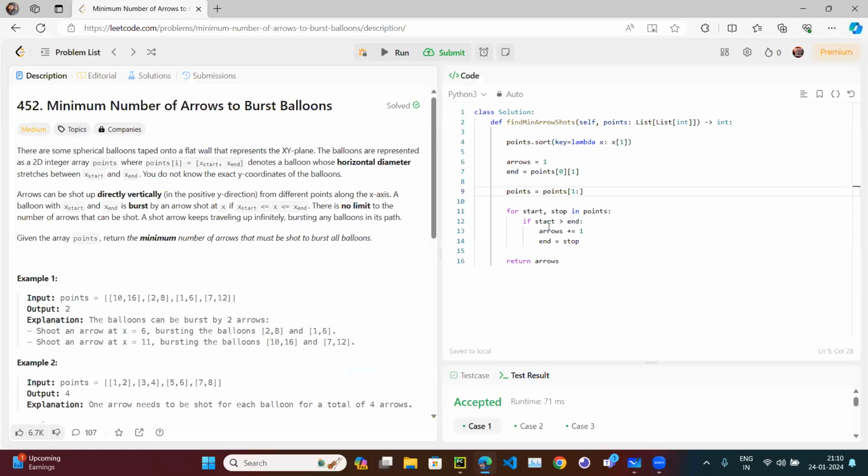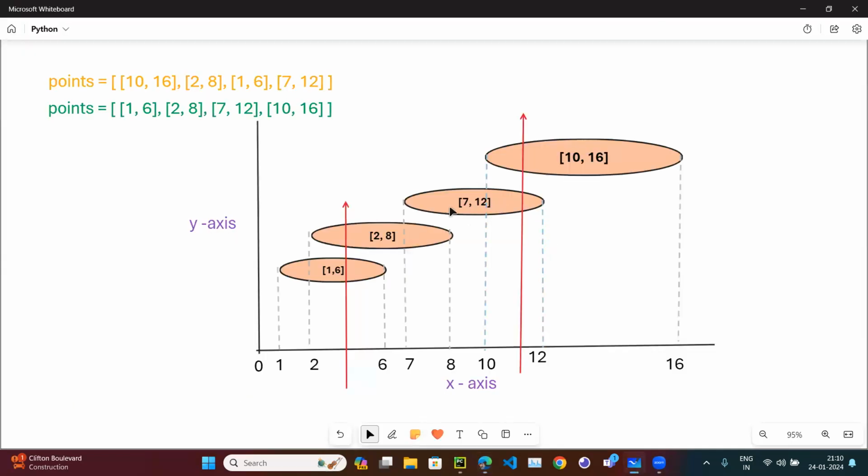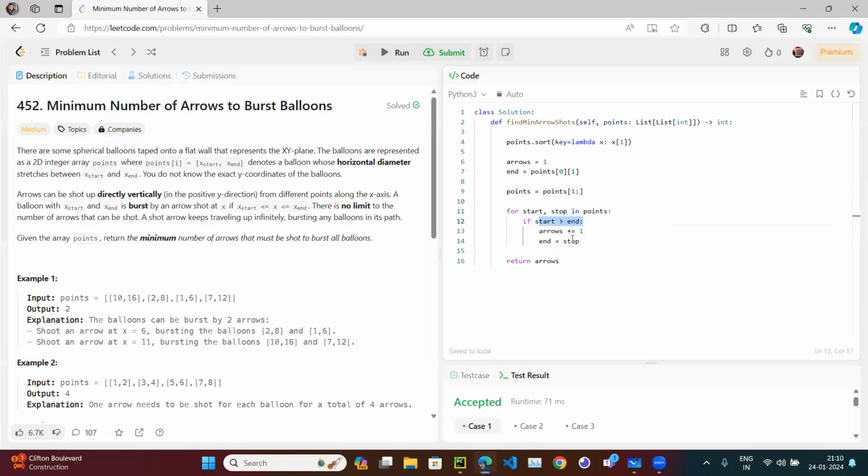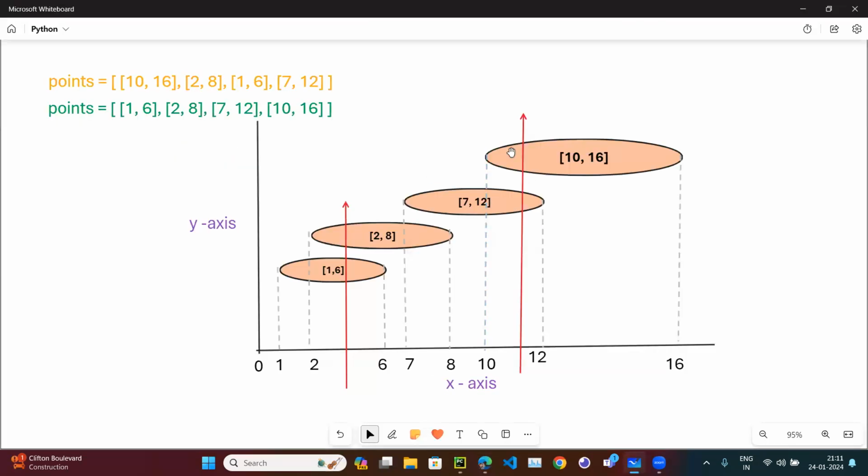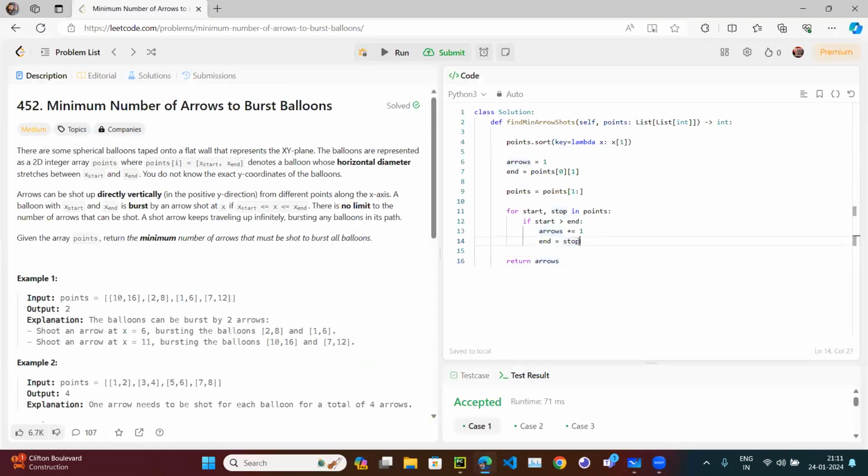The same thing we did. If the start point is greater, so this start 7 is greater than 6, then we need an arrow, because one arrow is already used. Let's increment our arrow. And if we increment our arrow, consider this a new problem, so we need to update our end as well. So end is equal to stop, and that's it. It is going to run for all the balloons, and we are going to return our arrows. And why do we initialize arrow equal to 1? Because we know at least one arrow is required. All right. Okay, so that's it.